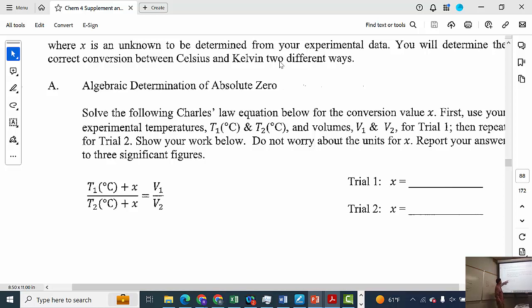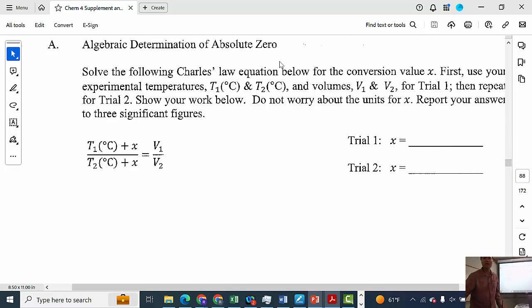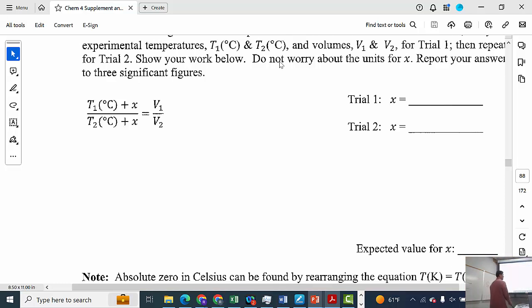273. But what we have is the data. We know what T1 is in Celsius. We know what T2 is in Celsius. We know what V1 is, and we know what V2 is. So what we're going to do is calculate the experimental 273.15. I'm going to use some algebra and solve this for x for trial 1, and then solve this for x for trial 2. I already know what x is supposed to be, but I'm going to use my data to see what it comes out to. The expected x value should be 273.15.